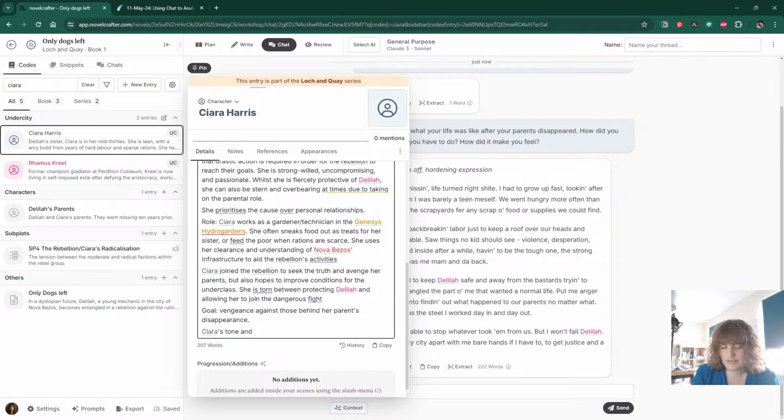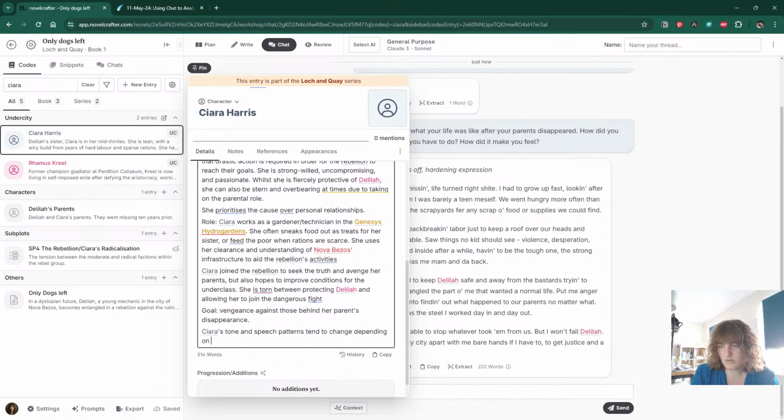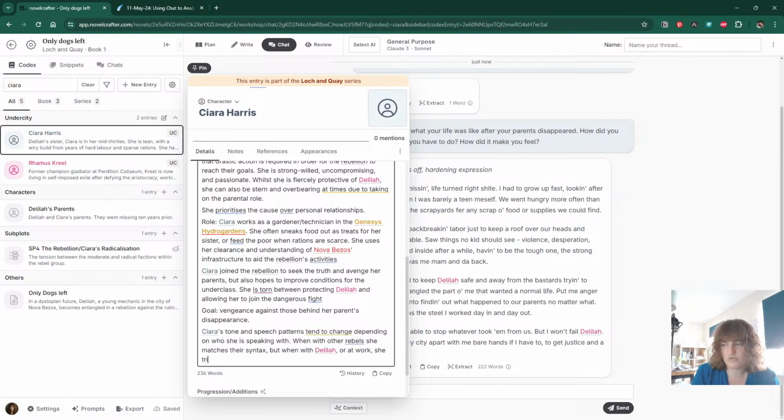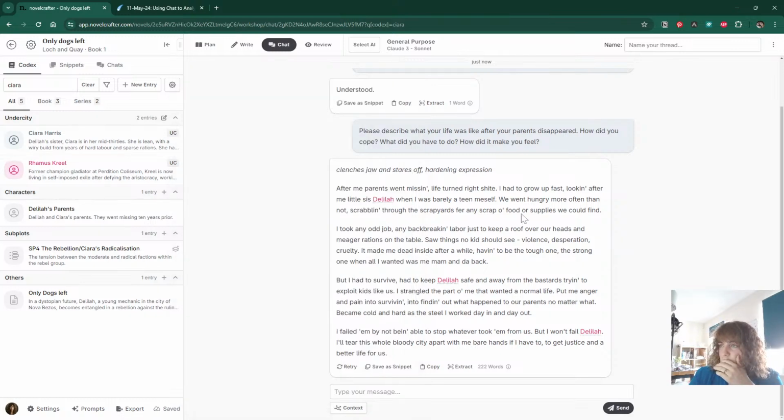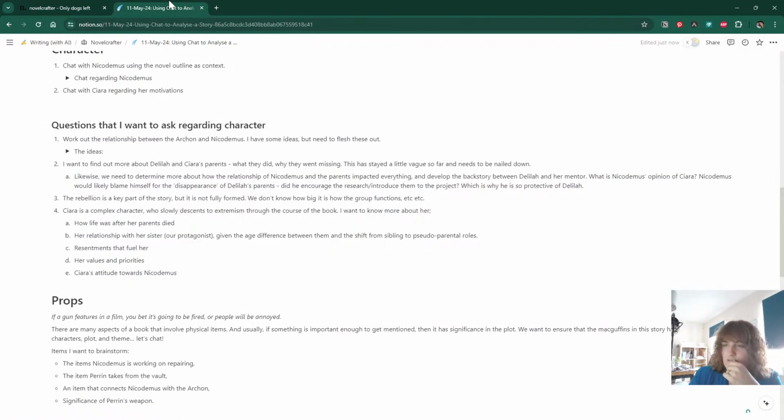Kira's tone and speech patterns tend to change depending on who she is speaking with. When with other rebels, she matches their syntax, but when with Delilah or at work, she tries to sound more like their parents. Okay, let's see how that changes things.